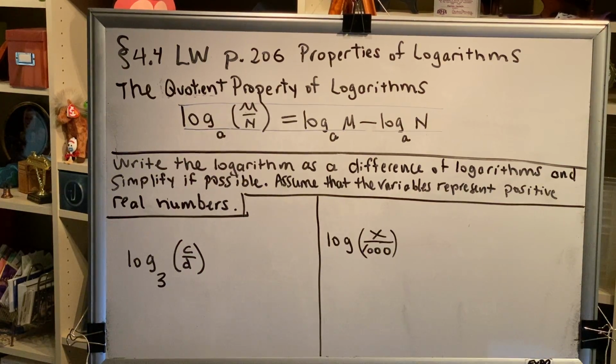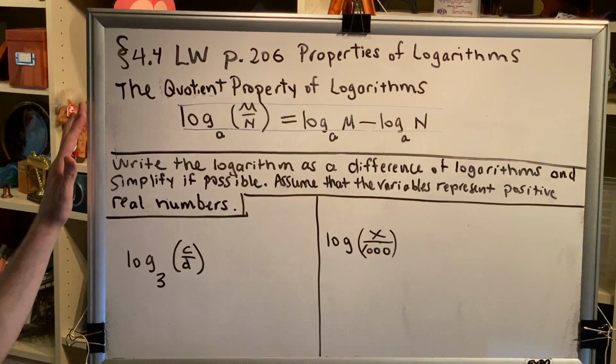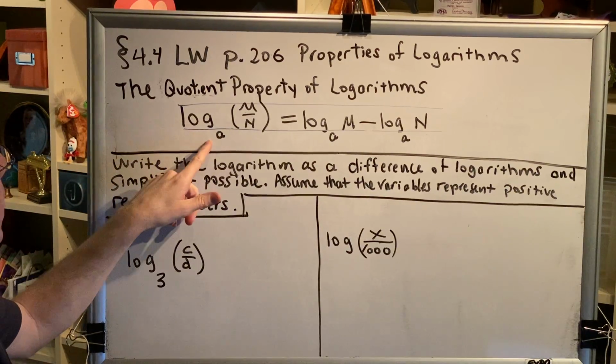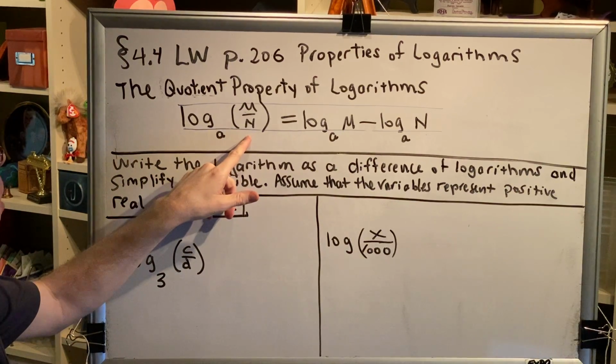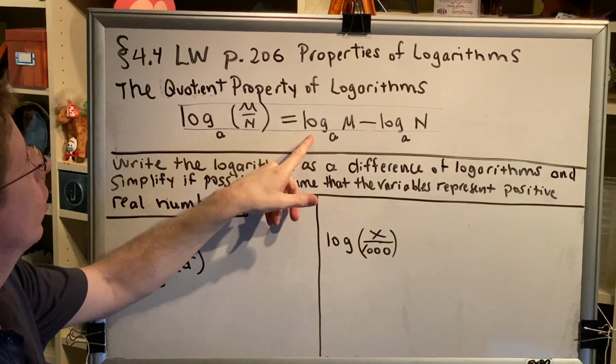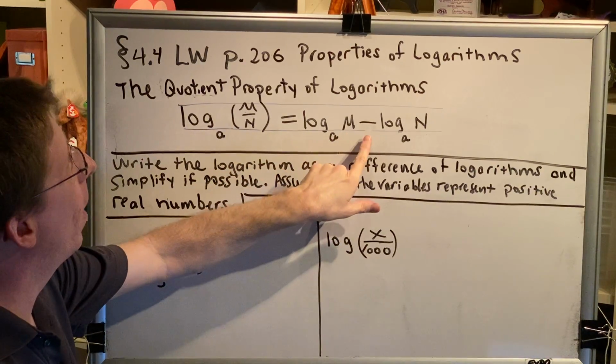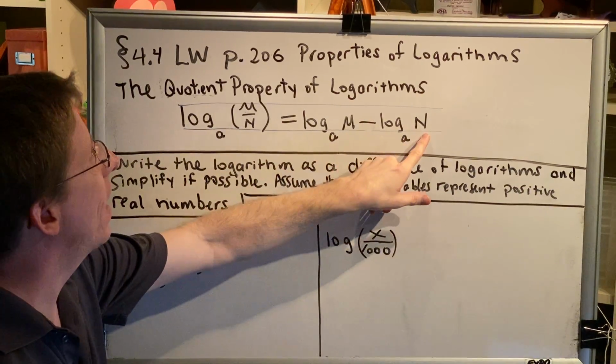Please open in your learning workbook to page 206. We will now do our next property of logarithms, the quotient property. The quotient property of logarithms says log base a of the quotient m over n equals log base a of m minus log base a of n.